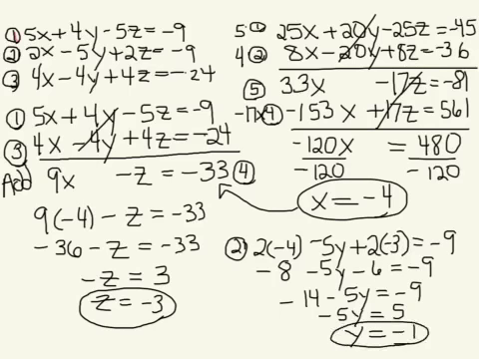Now that you have all three solved, you can fill in the solution. Just make sure that your solution is in order, x first, negative 4, then y, then z. It's called an ordered triple. Okay, hope that helps. Let me know if you have any questions.